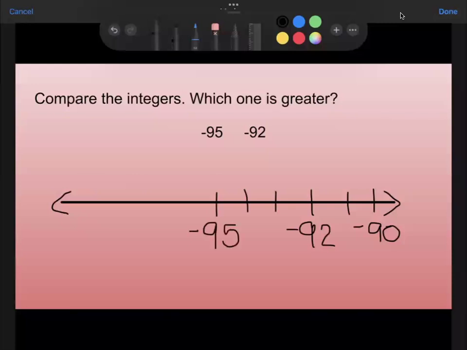So once they're placed on the number line, we can see that -92 is to the right and -95 is to the left. All the numbers to the right are greater than the ones to the left. So we're going to make that symbol open up to negative 92. That means negative 95 is less than negative 92.